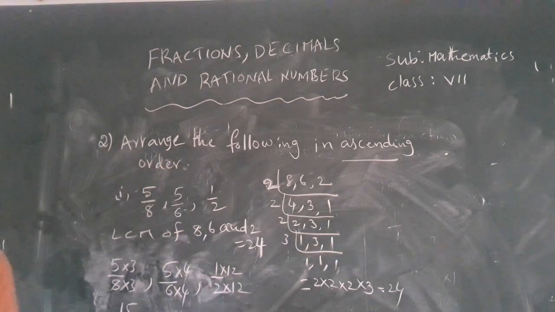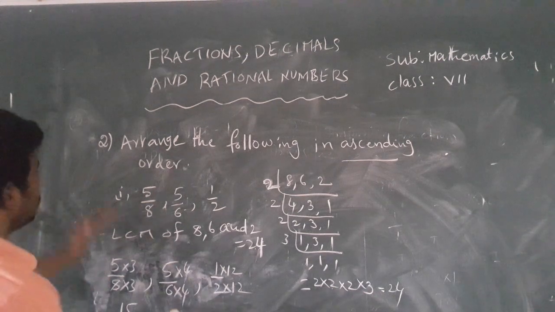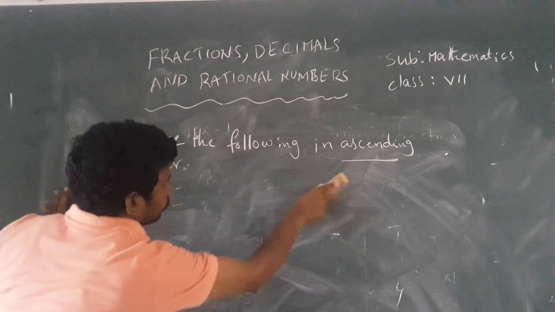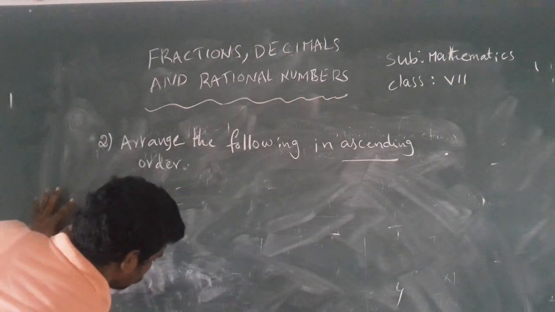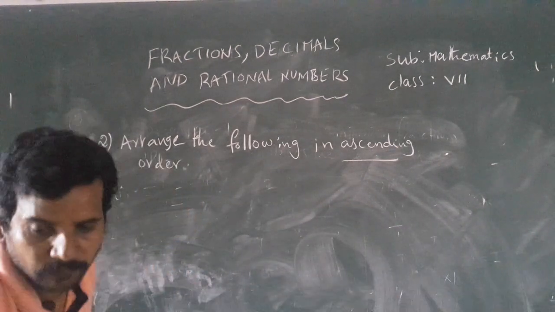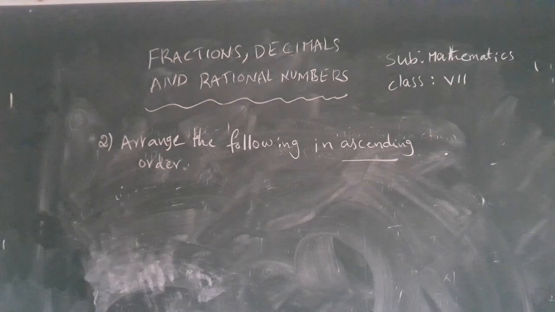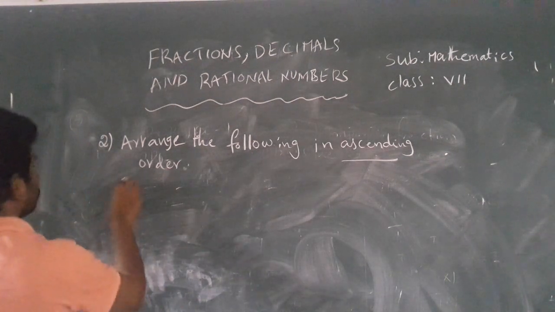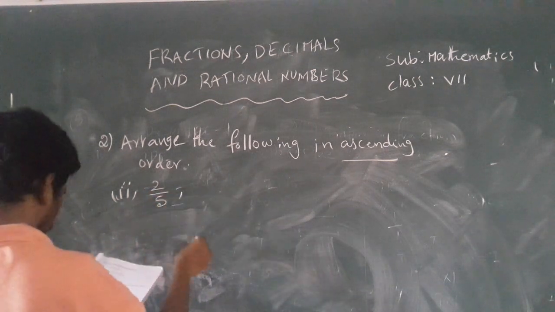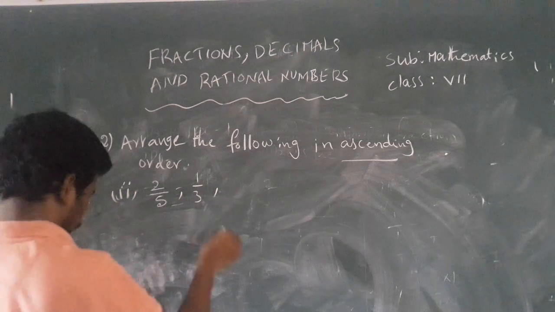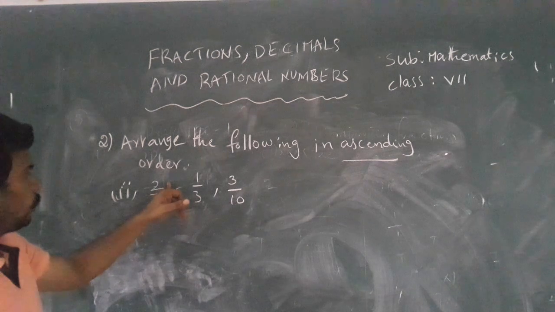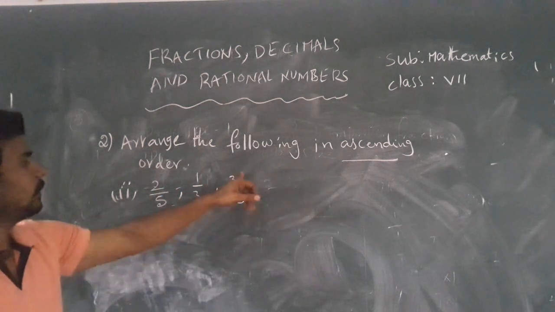Next, take the second problem. Is it clear, children? Yes. What is that, children? 2 by 5, 1 by 3, 3 by 10. See children, 2 by 5, 1 by 3, 3 by 10.